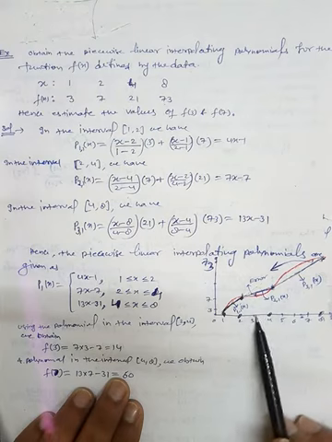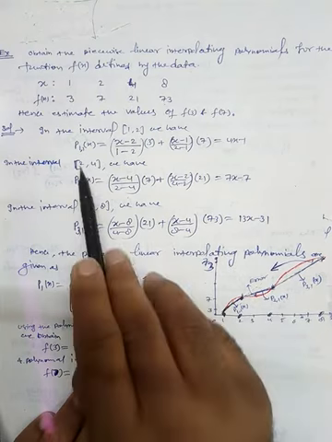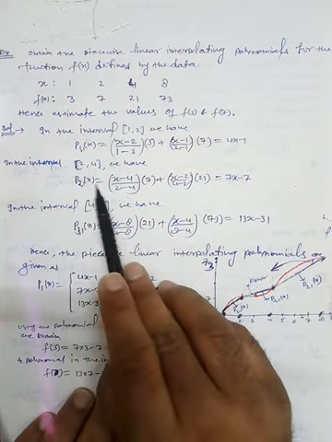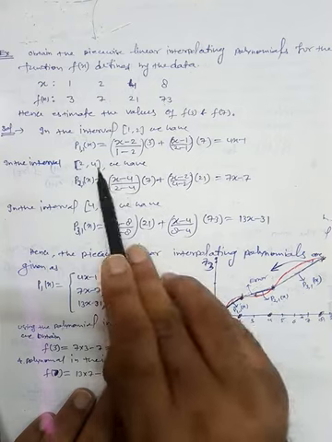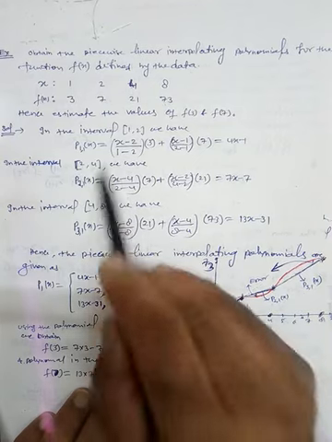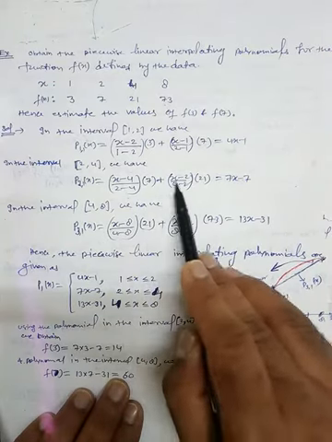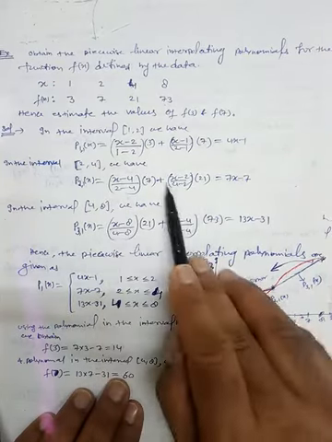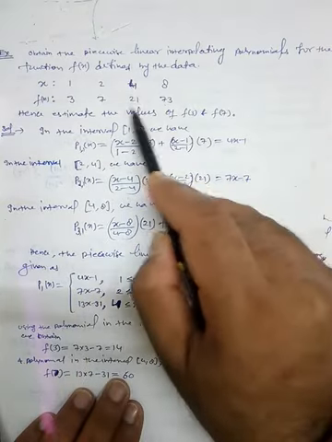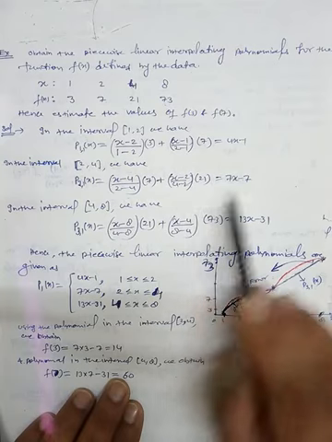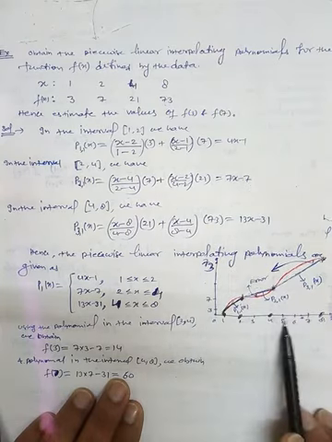Now we will consider the next interval from 2 to 4 and try to find p21 of x. So for 2 to 4, p21 of x is x minus the last endpoint divided by 2 minus 4, multiplied by the value of the function at point 2, which is 7, plus x minus the first point divided by 4 minus 2, multiplied by the value of the function at point 4, which is 21. Simplifying this, we get 7x minus 7. Similarly, the last interval from 4 to 8.